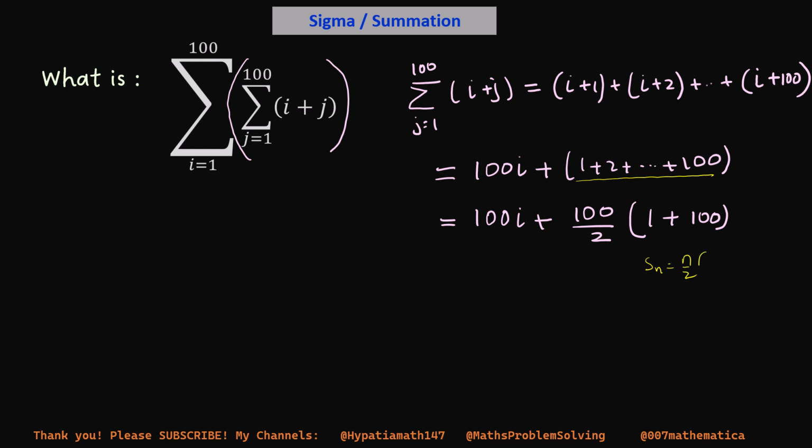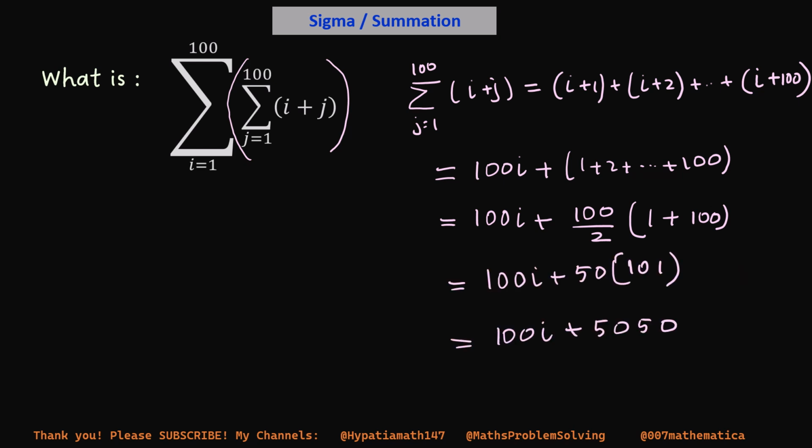When we add the sum, we use n out of 2, so the sum to n terms is n out of 2 times first term plus last term. That's what I have used here. The first term is 1, the last term is 100, so 1 plus 100, and what we get is 100i plus 5050. Now, instead of this term, we replace it with this term, 100i plus 5050, and we do the summation again.